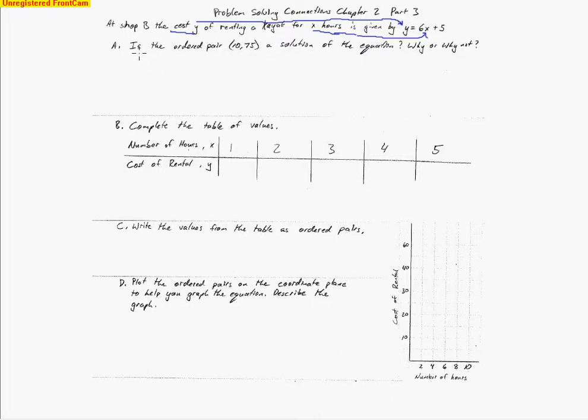And that's what we get to do in Part 1 here, or Part A. It says, is the ordered pair 10, 75 a solution of the equation? Well, again, the first number in the ordered pair is always your X value. The second number is your Y value. So what we're going to do is take our equation, Y equals 6X plus 5. And so we're just going to substitute those numbers in there. So 75 represents the Y value, which is the total cost, we're saying. And that'll equal 6 times the number of hours plus a $5 extra fee.